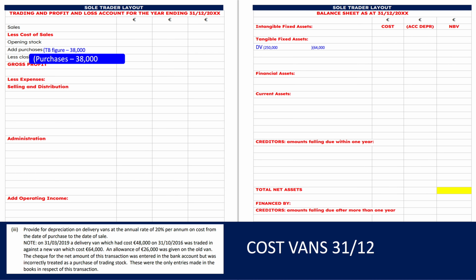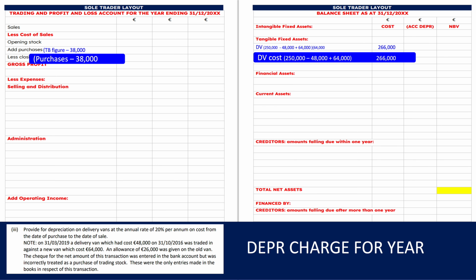Next thing, we'll calculate the cost of vans at the end of the year. So hope you remember, we got rid of an old one worth 48 and we bought a new one worth 64. So we'll minus 48, add 64, and then the cost of vans at the end of the year, 266. Then we'll work out the depreciation charge for the year. So provide for depreciation on delivery vans at the annual rate of 20% per annum from cost from the date of purchase to date of sale.